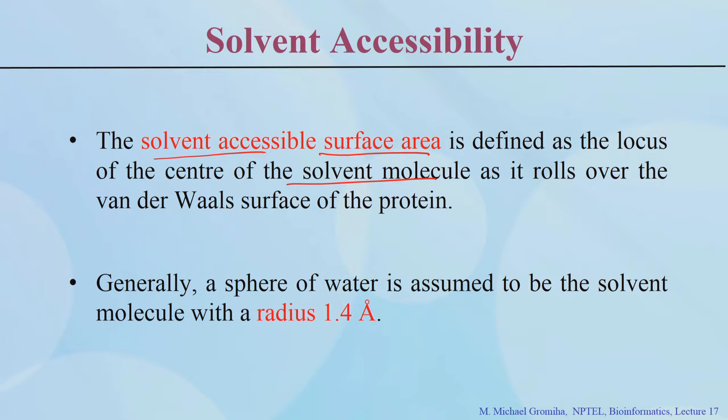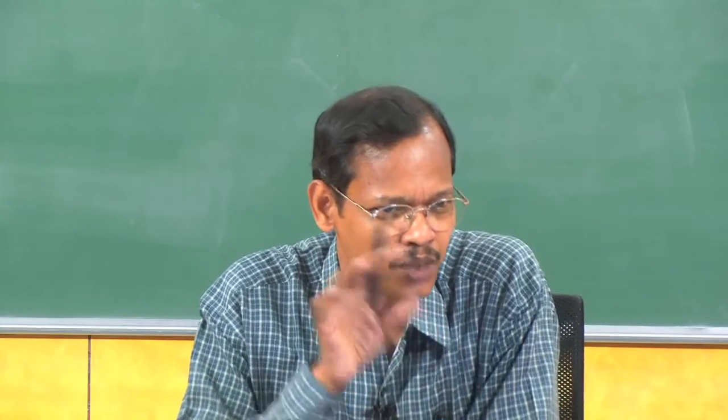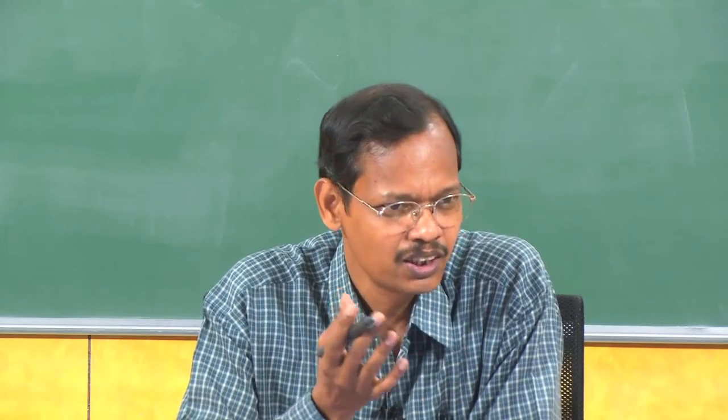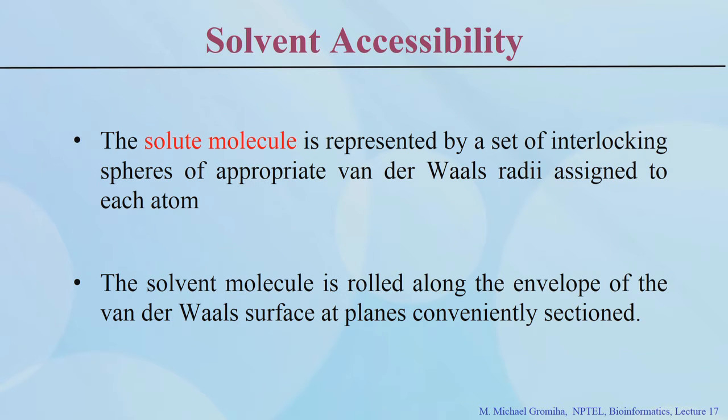Usually, what solvent do we take? The protein is in a water environment. So, considering the protein's environment, we take the solvent as water. We can take the water molecule with a radius of 1.4 angstrom, because of the environment of any protein. So then, what to do?